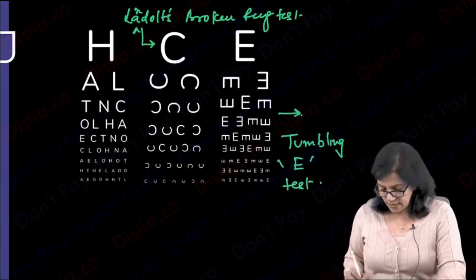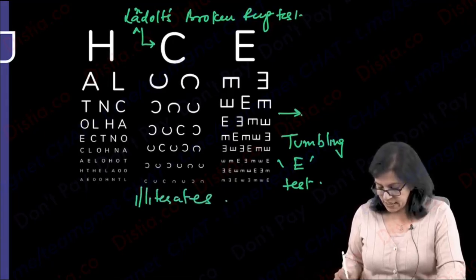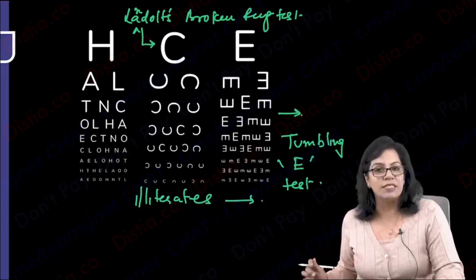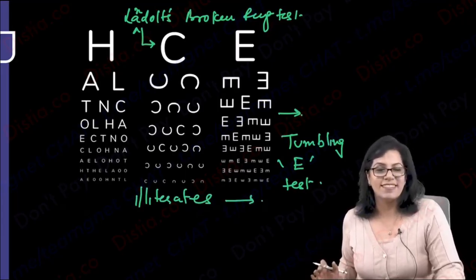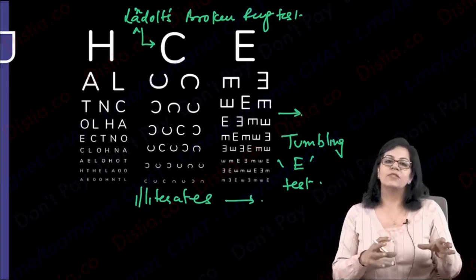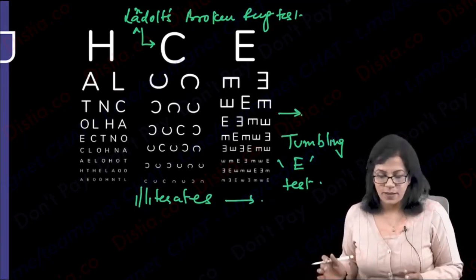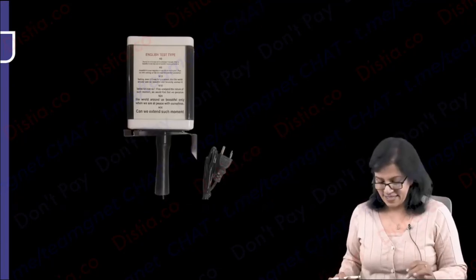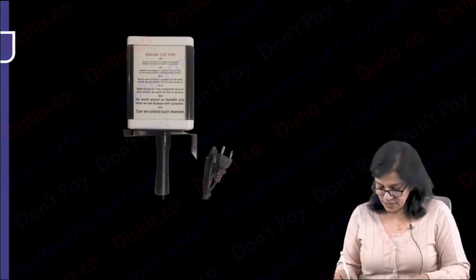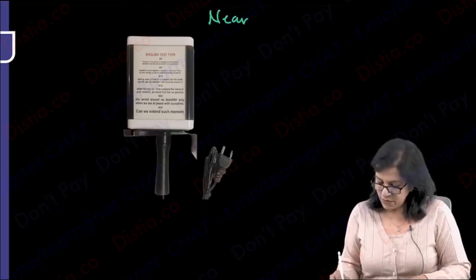So keep writing please. I'm writing on the slide. You all also keep writing. These are mainly for illiterate patients who cannot read the letters. Otherwise, we have letters, Hindi letters also and English letters also. Coming to the near vision. The near vision chart, generally what we write down for near vision.